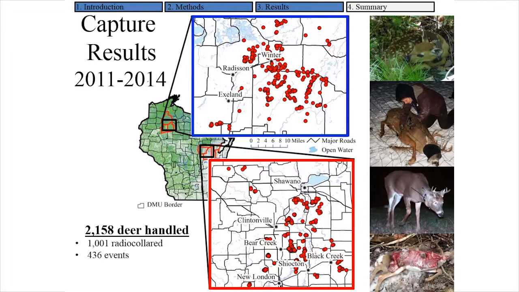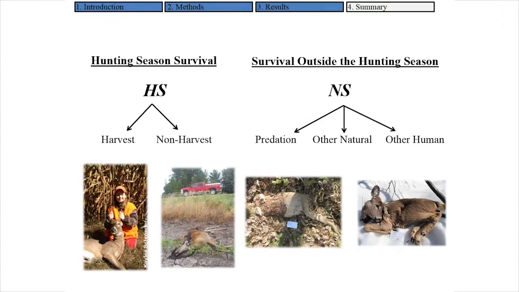Survival outside the hunting season, again, I don't think I'll have much time to talk about that, but if there are any questions, I can maybe scroll forward to some slides. We looked at that, just overall predation, other natural causes, which would be starvation, and other human causes. We do have by-predator numbers, which is also kind of interesting, but didn't look at estimating cause-specific mortality specific to a predator.